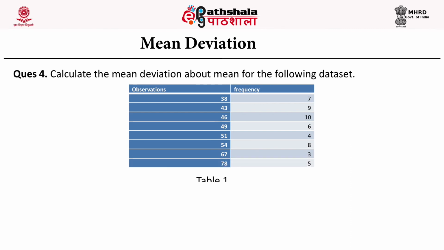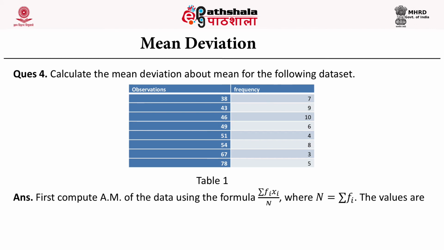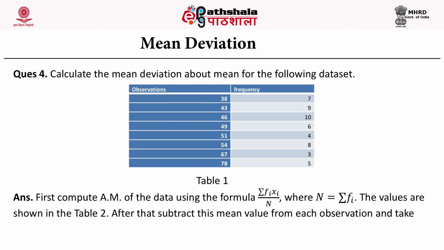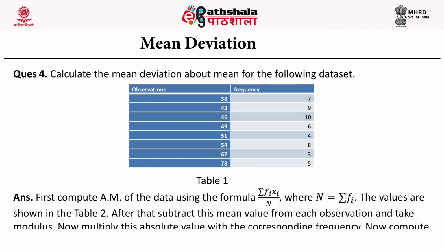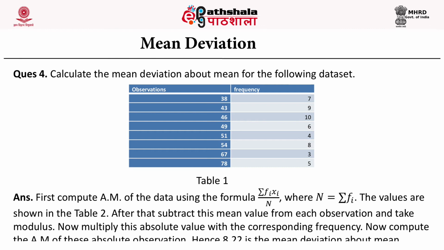After that, subtract this mean value from each observation and take the modulus. Now multiply this absolute value with the corresponding frequency. Now compute the arithmetic mean of these absolute observations. Here 8.22 is the mean deviation about mean.